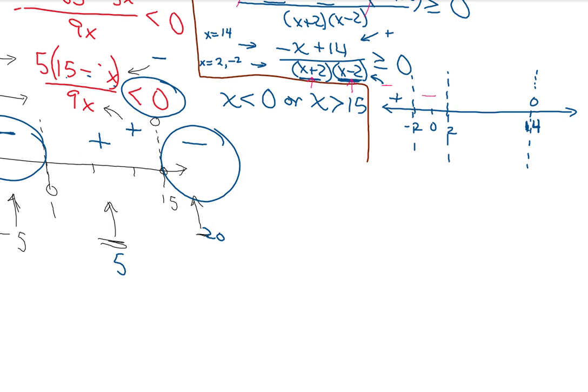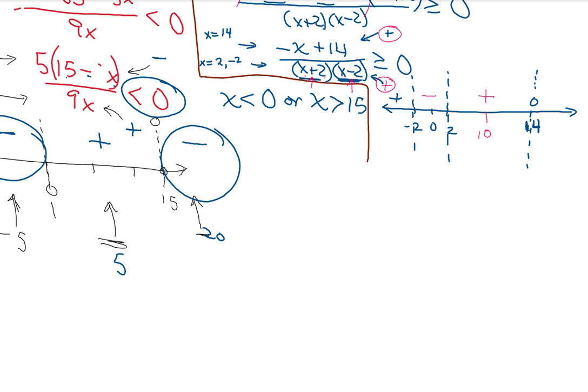When x goes greater than 2, we'll pick a number over here, say, let's pick 10. The numerator is still positive because negative 10 plus 14 is positive. And now everything's positive in the denominator. 10 minus 2 is positive, and 10 plus 2 is positive. So we have positive divided by positive, so this one's positive.